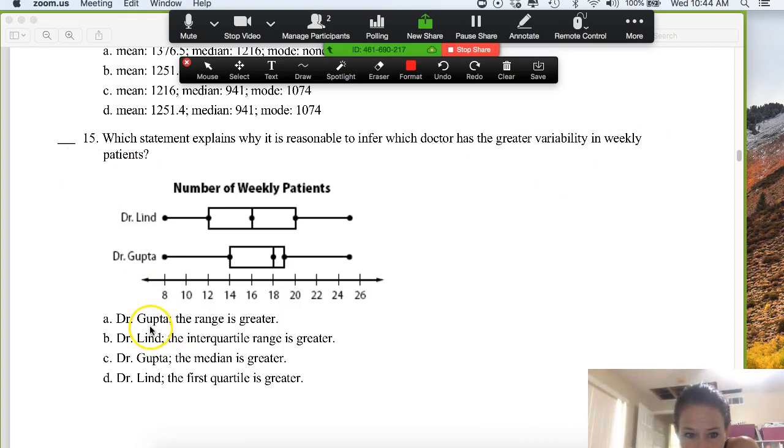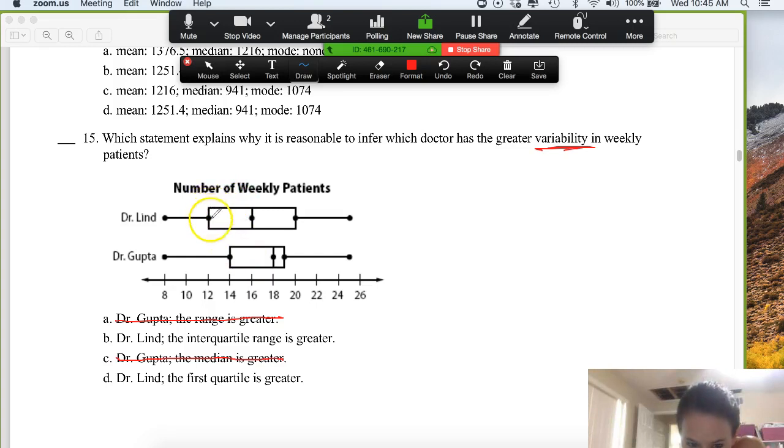So which statement explains why it is reasonable to infer which doctor has greater variability in weekly patients? Dr. Gupta's range is greater? No, they have the same range. Nope. So this is the interquartile range, right? Dr. Lind, the interquartile range is greater. So Dr. Lind does have a greater interquartile range. Dr. Gupta, the median is greater. Yes, his median is greater, but it doesn't say why he has a bigger variability in patients he sees for the week. The median's a little greater, but that doesn't really tell me that he has bigger variability. Dr. Lind, the first quartile is greater. Okay, if you look at Dr.